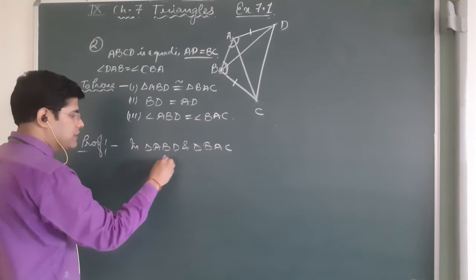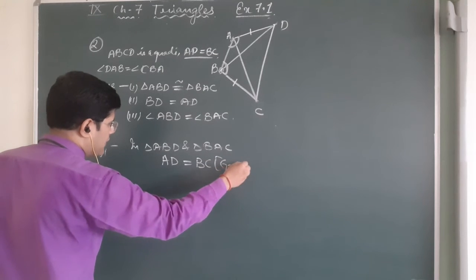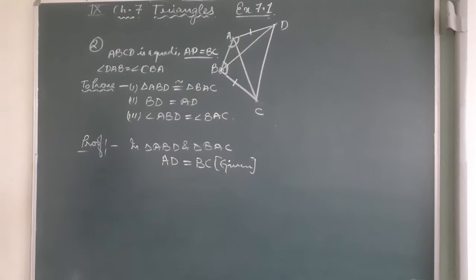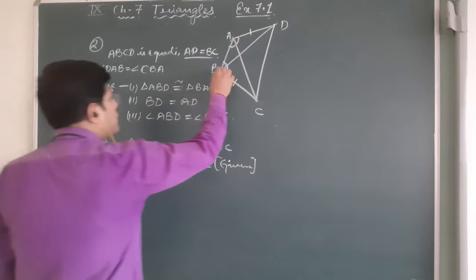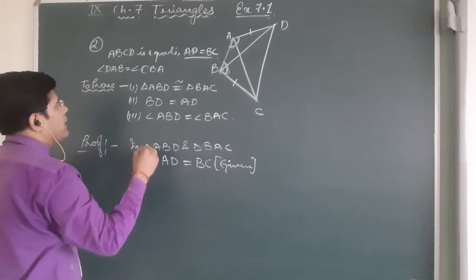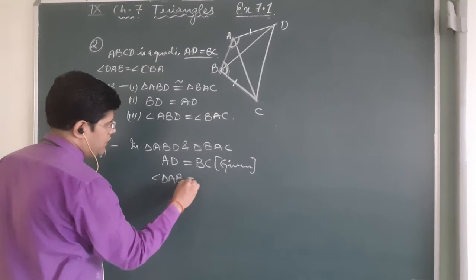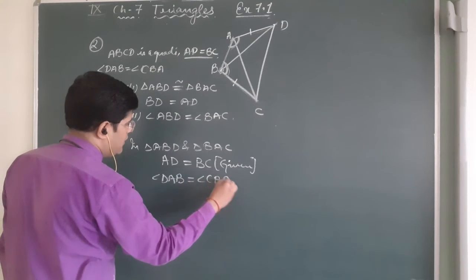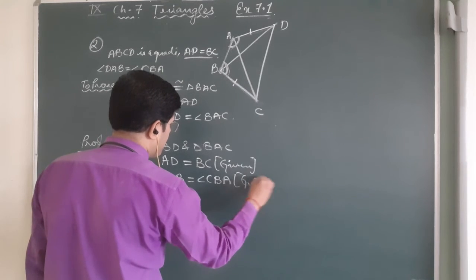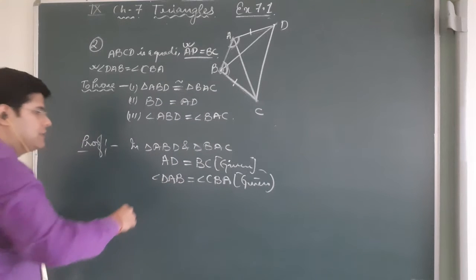So AD equal to BC. Whatever is given, you have to write it before starting the sum. After that, in this triangle, this angle A, and in this triangle, this angle B are equal. So angle DAB equal to angle CBA. Why are these angles equal? These are also given here. Those parts are given, so I mentioned that.